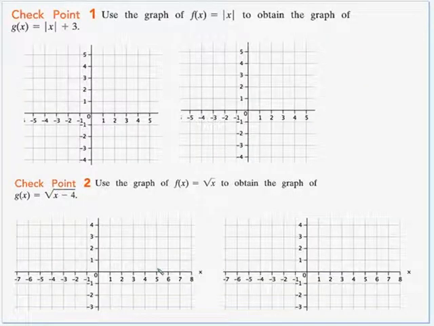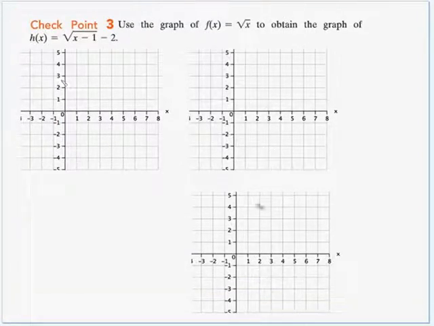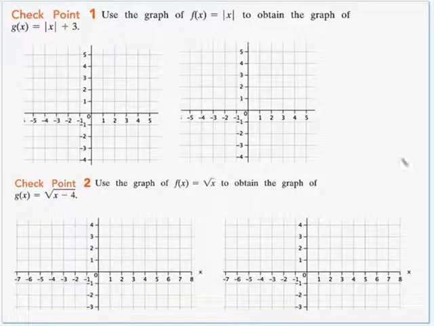All right, that's enough talking for me. Try checkpoint one. We're just shifting the absolute value function. Here we're shifting a radical function. And the last one is we're doing a couple things. So try to graph those. Pause the video, graph them, and then fire it back up and see if you got them.